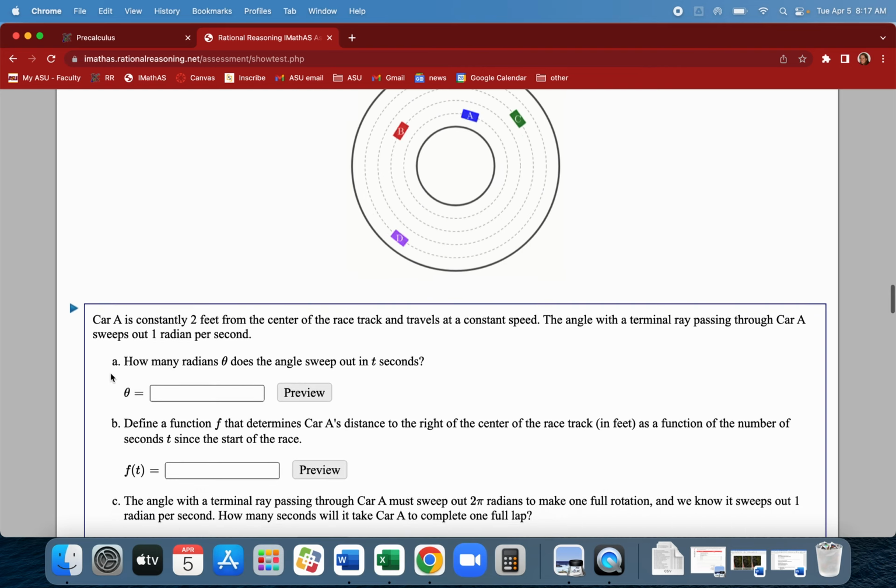these questions here, how many radians does the angle sweep out in t seconds? Well, it says 1 radian per second. So if t seconds have gone by, then that'd be 1 times t, otherwise just known as t, right? If it's 1 radian per second, then in 2 seconds it's 2 radians, 3 seconds, 3 radians, 5 seconds, 5 radians, and so forth. So in that case, t would match up with our theta that we had before, because it's just 1 times that.